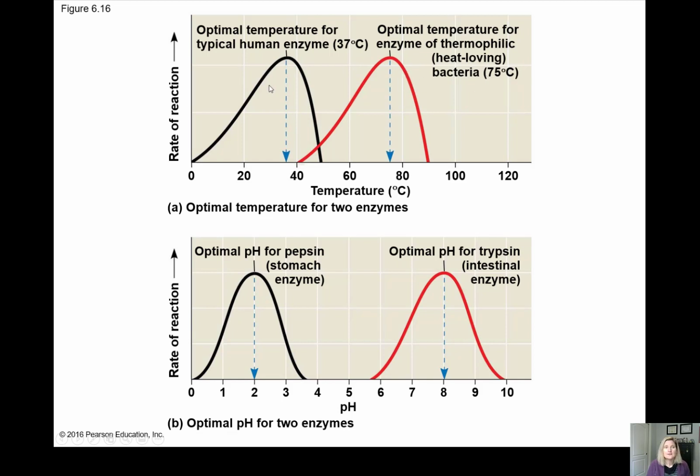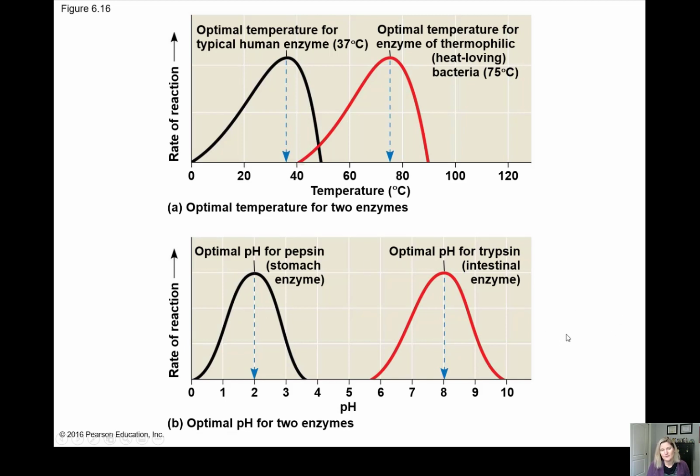Okay. So each enzyme has its optimal temperature. If we deviate too much beyond it, it can cause it to denature. Same with the pH. So here we have a stomach enzyme versus an intestinal enzyme. So pepsin right around pH 2 is optimal. In the small intestine, we have trypsin that will help break down some of our nutrients, and that works at a pH of 8.